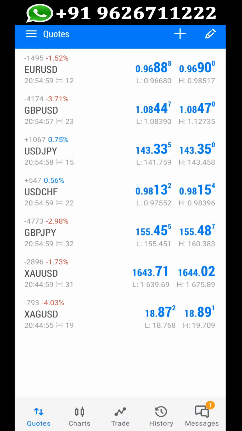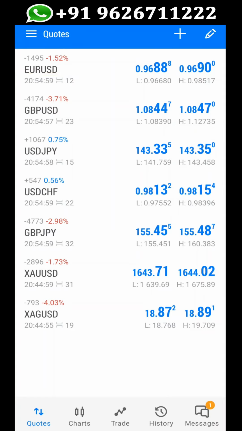Next we will see the left side data. The left side topmost data, minus 1491.95, means today's market price change from the opening till now. Minus 1.52 percent means the market value has fallen 1.52 percent from today's opening. Next, at the bottom, 20:54:59 is the server time, the current market server time. Next, 12 mentions the market spread. Spread means the difference between the buy price and sell price.